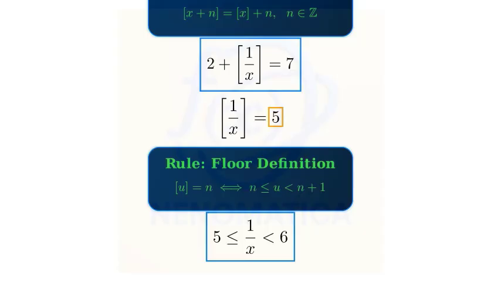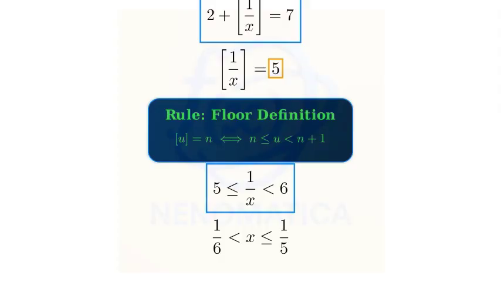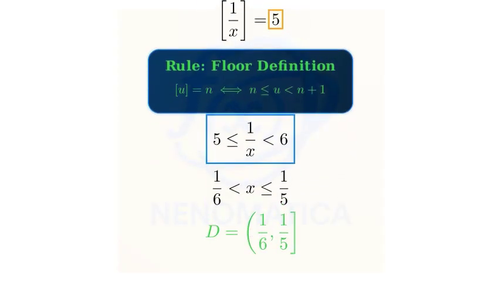Step 6. Solve for x. Since 1 over x is between 5 and 6, it is positive, so x must be positive. Taking reciprocals flips the inequality directions. 1/6 is less than x, and x is less than or equal to 1/5. Therefore, the solution set is the interval from 1/6 not included up to 1/5 included. We write D equals open parenthesis 1/6 comma 1/5 close bracket.